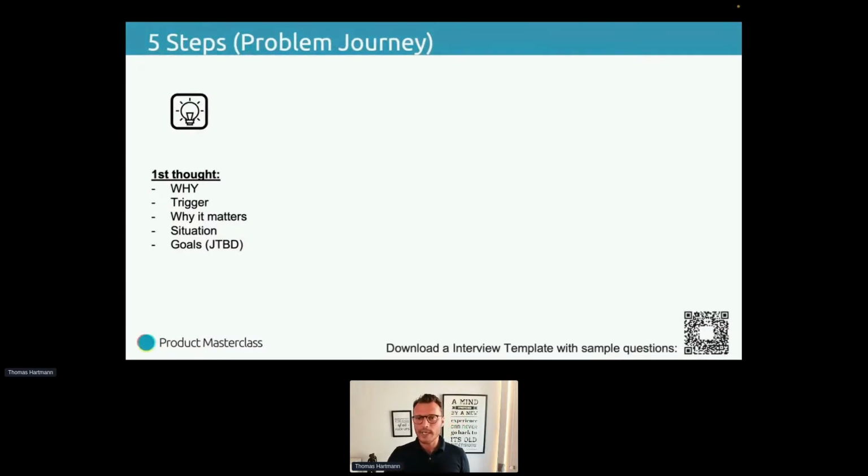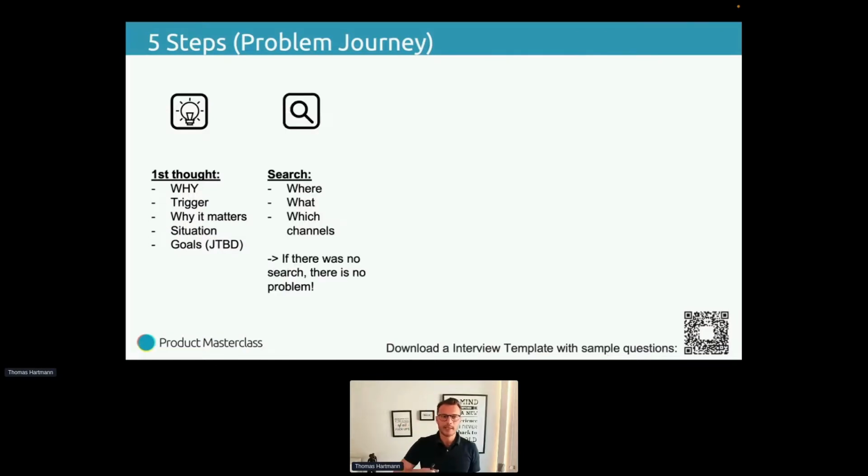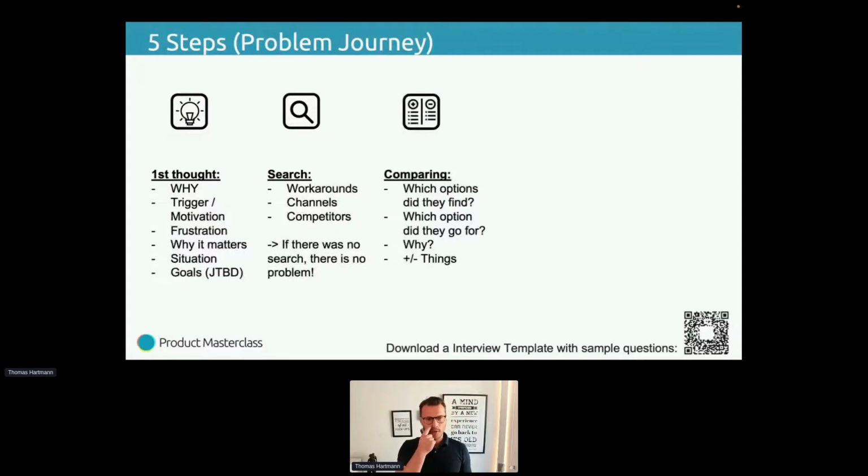And then if people really have a job in their life, they go out and search for a solution, right? And they can describe where they searched, what they searched for, which channels they used. If they cannot describe how they did that, it's most likely not a problem. And then in the next stage, you compare the options, right?